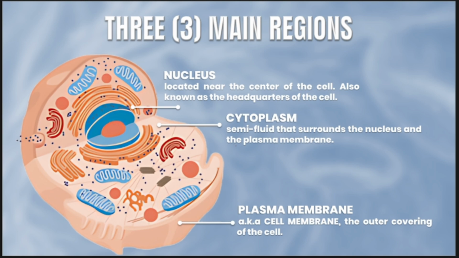Lastly, we have the plasma membrane or the cell membrane. Your plasma membrane forms the cell's outer surface or outer covering, which will now separate the cell's internal environment from its external environment. It's also notable that your plasma membrane is a selective barrier, which means that it could regulate the flow of materials into and out of the cell.